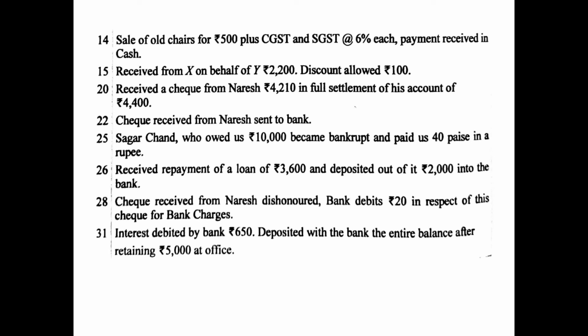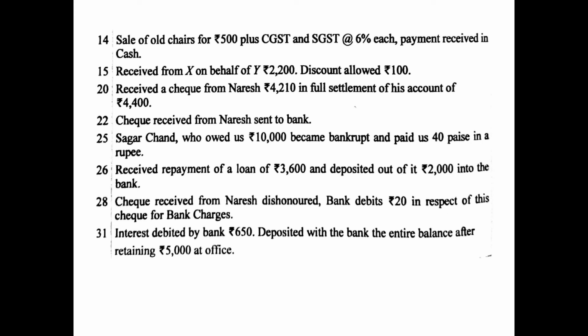So what will happen? CGST and SGST, the amount is shown separately, and whenever you are selling anything, and you are receiving the amount of CGST and SGST, that is known as output CGST and output SGST. So all this amount is received, therefore it will all be posted on the debit side as to furniture account, to output CGST account, 6% of 500, that is 30 rupees, to output SGST account, again 6% of 500, that is 30 rupees. All these amounts will be posted in the cash column because these are received in cash.